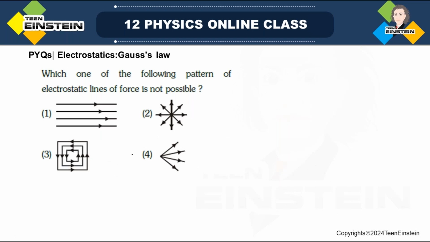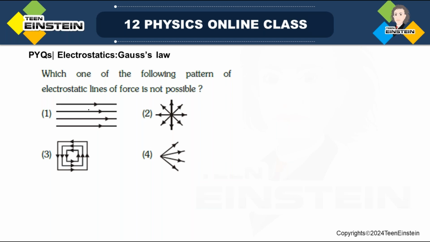This is actually a very interesting problem, and based on the properties of field lines. Here the question says, which one of the following patterns of electrostatic field lines, or electrostatic lines of force, is not possible? Okay, which among these four patterns is not possible for electric field lines?